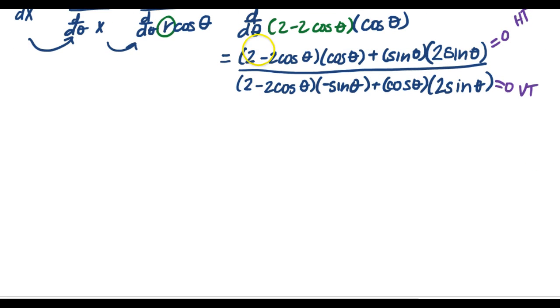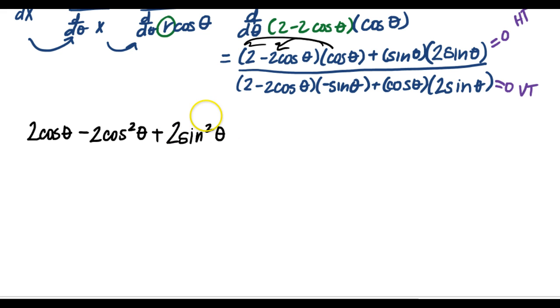So ultimately, I'm setting this numerator equal to 0. So let's see how this is going to work. Let's go ahead and start to distribute and see what we can do. So we have 2 times cosine theta, so 2 cosine theta minus 2 cosine squared theta. So up here, I'm distributing this cosine to both parts. And then plus 2 sine squared theta. So this is the numerator, and so we want to set this equal to 0.